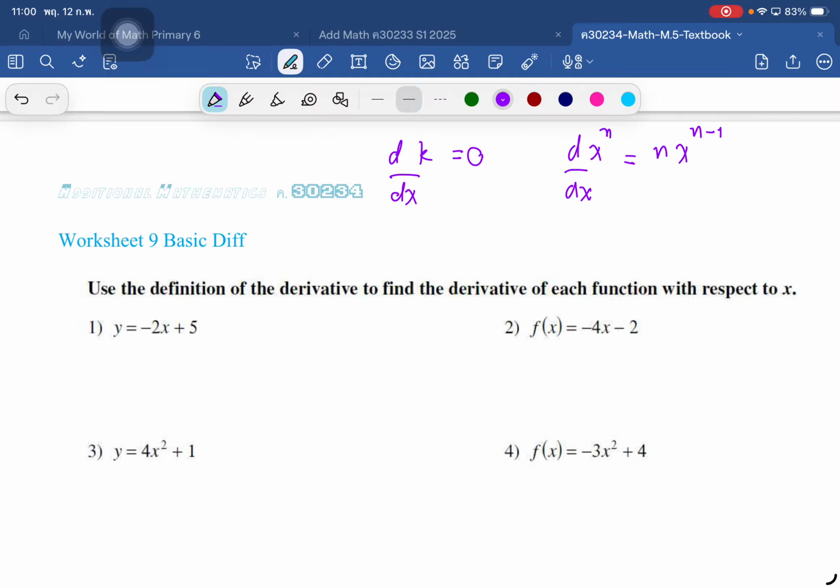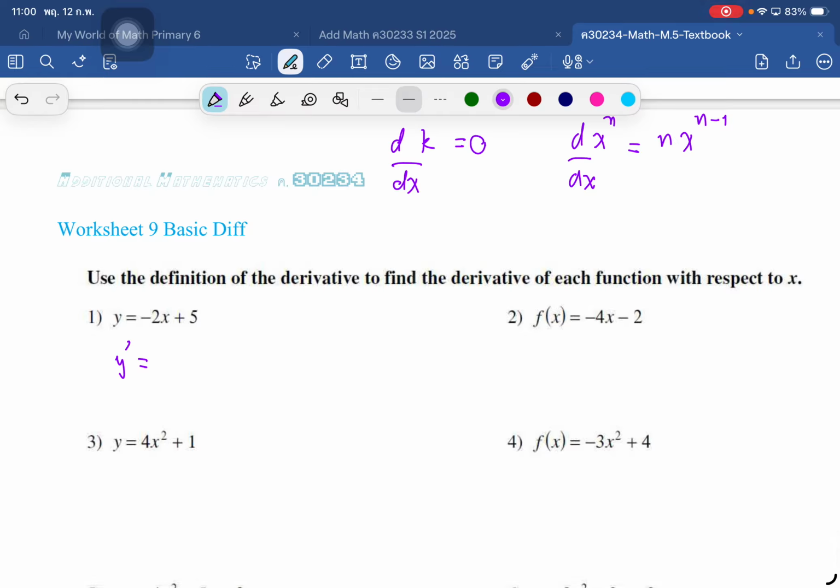For number 3, I forgot to multiply the numbers. Okay. Rewrite this one once again. 4 times 2 and then x to the power of 2 minus 1 plus 0. You get 8x. Okay. It will be like that.